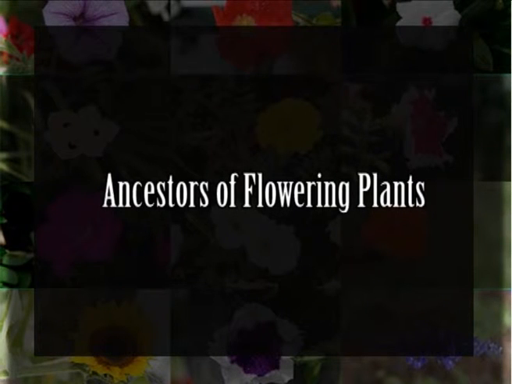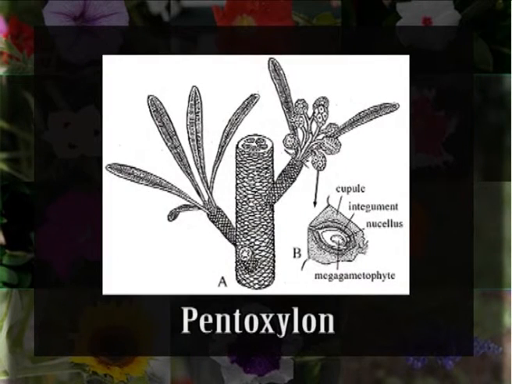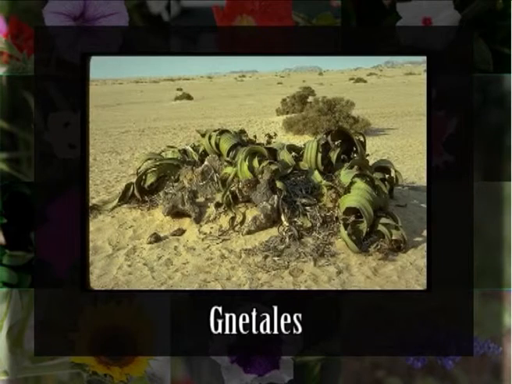Now, let us discuss ancestors of flowering plants. The closest relatives of angiosperms remain a mystery. Phylogenetic analysis of morphological features conducted in 1980 suggested that Gnetales were the closest living relatives of angiosperms. Cladistic analysis of extant and fossil taxa recovered a clade of Bennettitales, Pentoxylales, Gnetales and angiosperms.